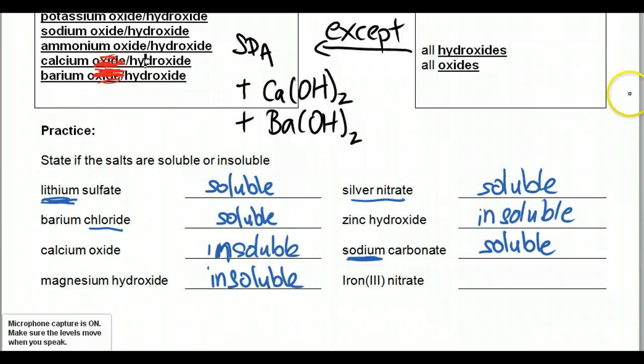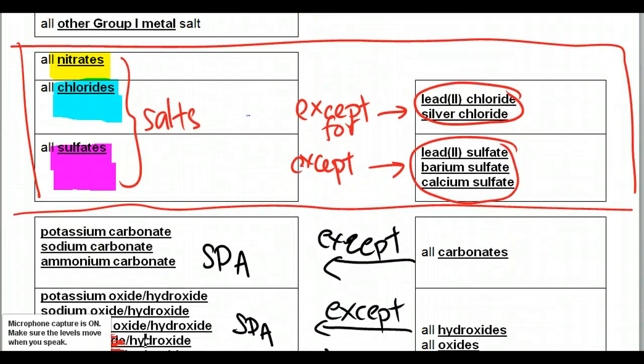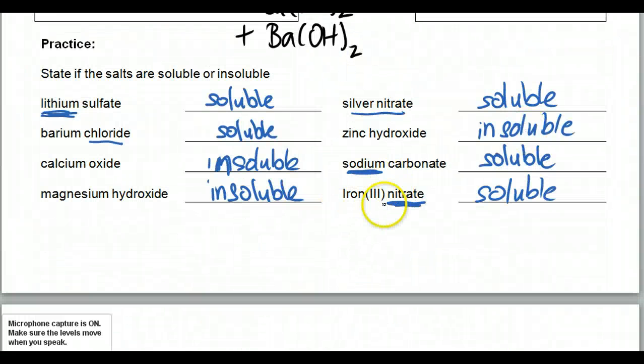And lastly, we have iron 3 nitrate. Oh, it's a nitrate. So therefore, this must also be soluble. Because we all learned that all nitrates are soluble. There's no exception for nitrates. Every single one of them is soluble. So therefore, iron 3 nitrate is confirmed soluble. So these are the answers for the practice questions.